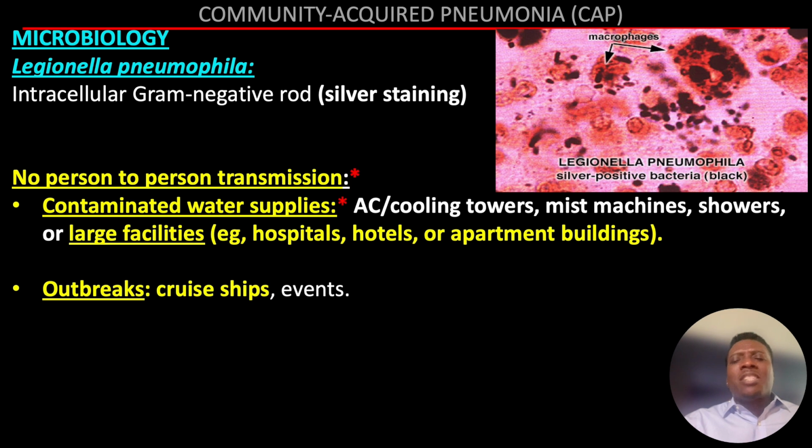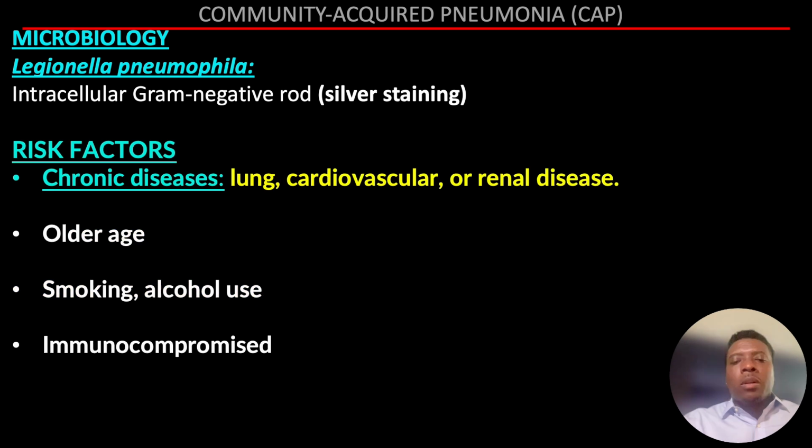This could be things such as shower heads, mist machines, cooling towers, AC units, for example, or in large facilities such as hospitals, apartment buildings, apartment complexes, hotels can spread it due to the contaminated water supply. Or very commonly could be outbreaks such as cruise ships or if an event happens where people are exposed to contaminated water.